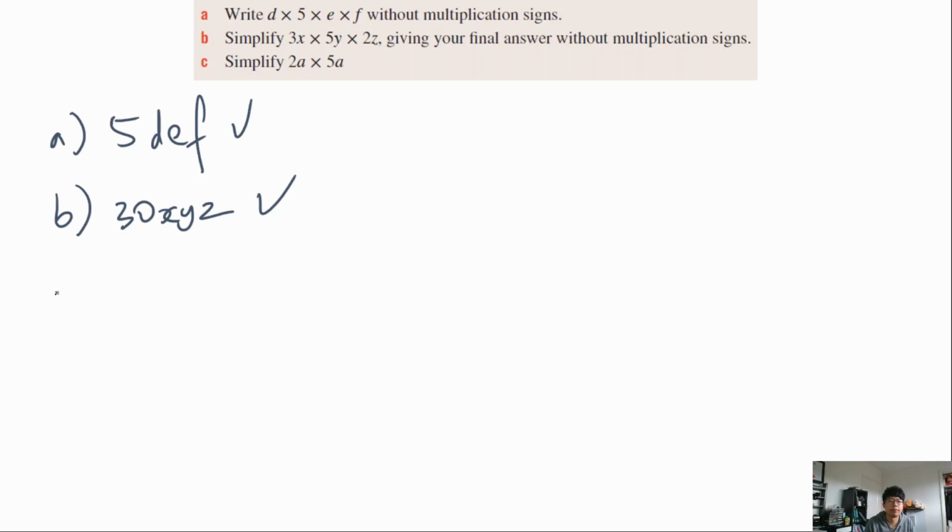And last one, simplify 2a times 5a. 5 times 2 is 10, a times a is a squared. Give yourself a tick if you got that one correct as well.